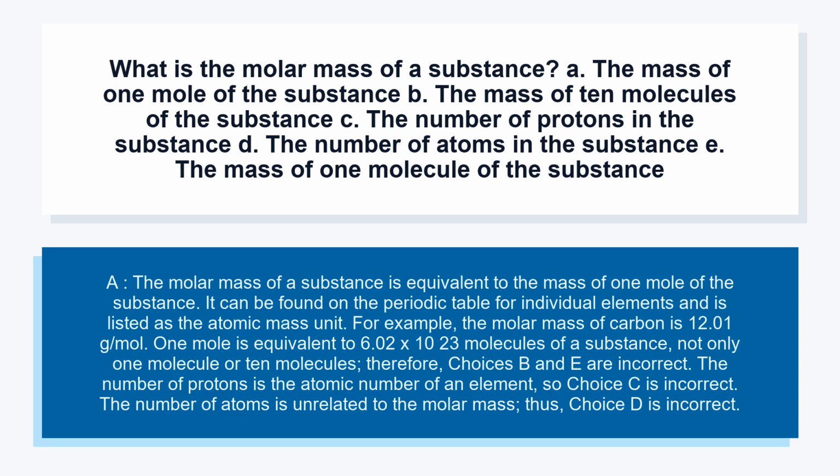A. The molar mass of a substance is equivalent to the mass of 1 mole of the substance. It can be found on the periodic table for individual elements and is listed as the atomic mass unit. For example, the molar mass of carbon is 12.01 g/mol. 1 mole is equivalent to 6.02 x 10^23 molecules of a substance, not only 1 molecule or 10 molecules, therefore, choices B and E are incorrect. The number of protons is the atomic number of an element, so choice C is incorrect. The number of atoms is unrelated to the molar mass, thus, choice D is incorrect.